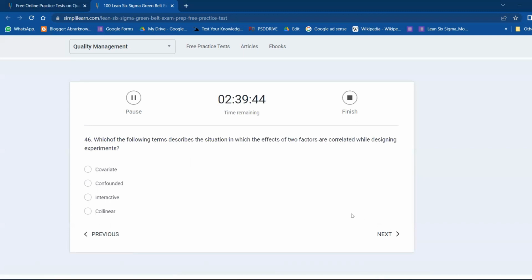Which of the following terms describe the situation in which the effect of two factors are correlated while designing experiment, right? So the collinear.